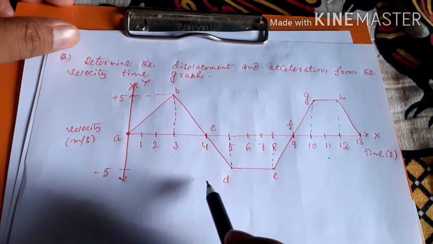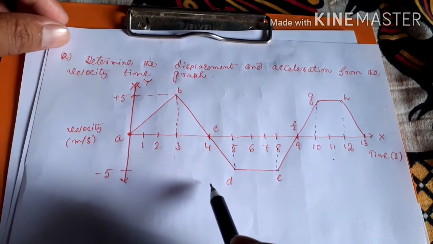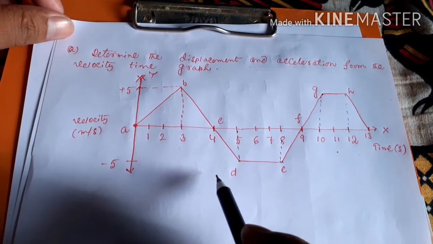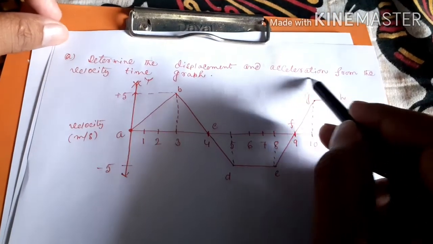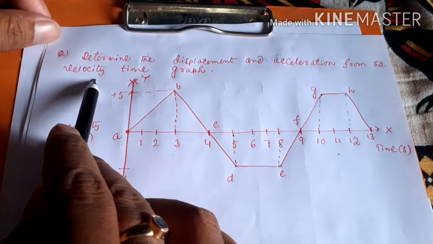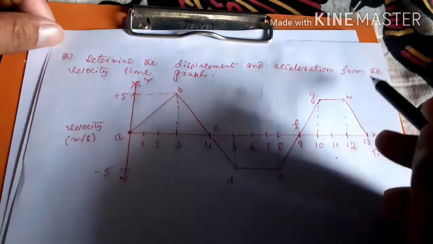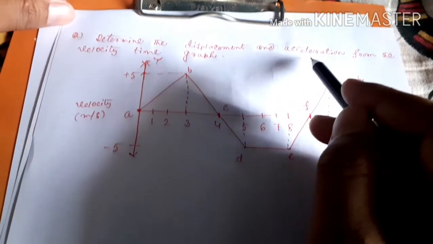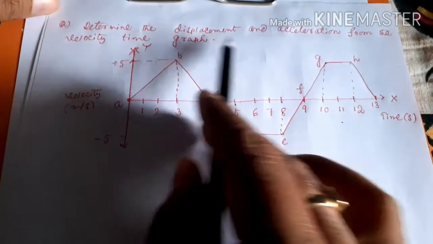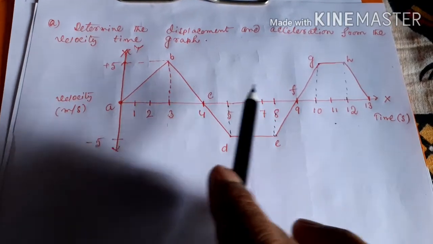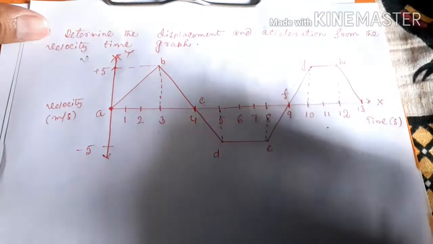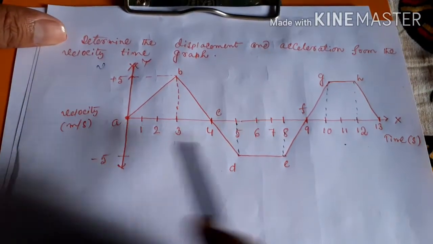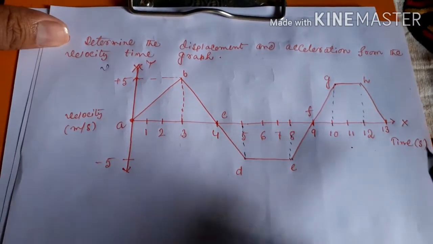The first one is: determine the displacement and acceleration from the velocity time graph. We all know that acceleration can be determined, velocity can be determined, and displacement can be determined. So these things can easily be determined from any type of velocity time graph. This side is velocity and this side is time. Velocity is given in meter per second and time is given in second.